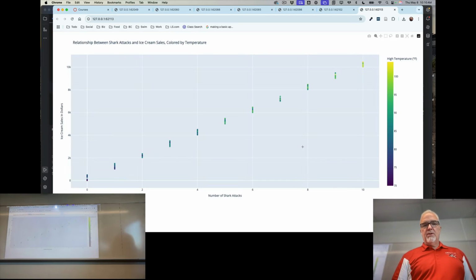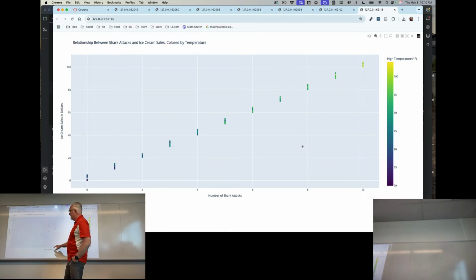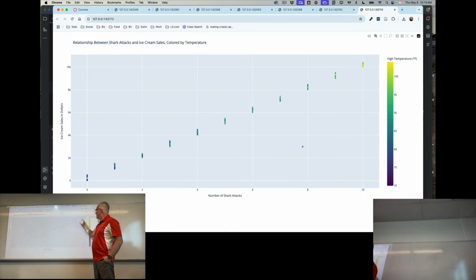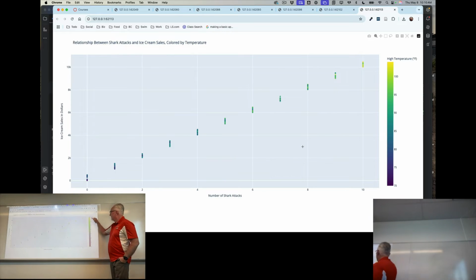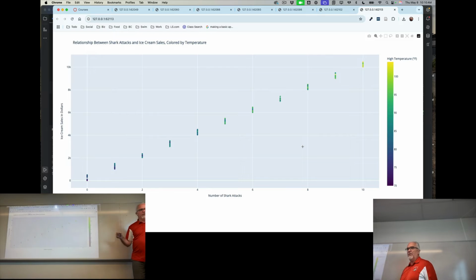So we can see three variables at once now. We're seeing shark attacks, ice cream sales, and then the color of these dots is getting progressively warmer as we get up into that corner. So now you can see that trend with the three variables.